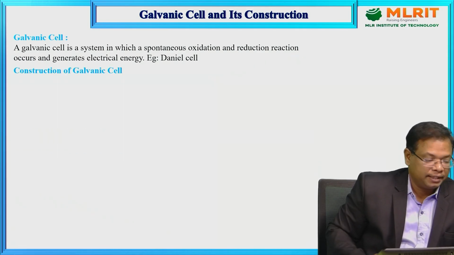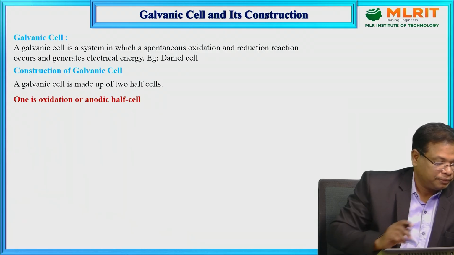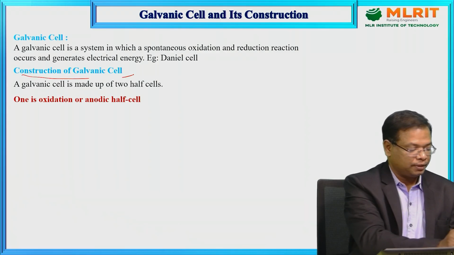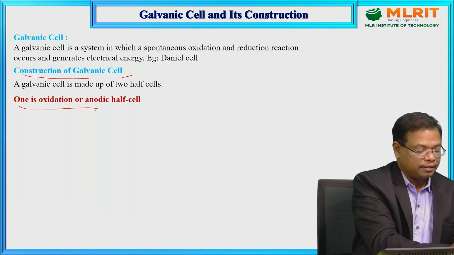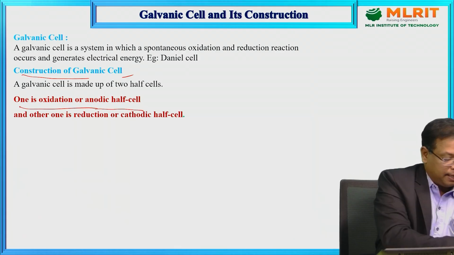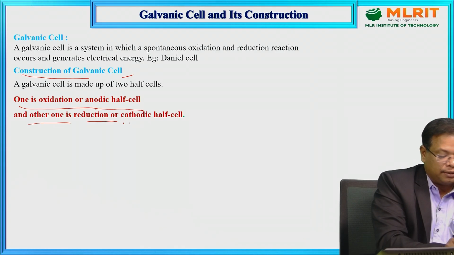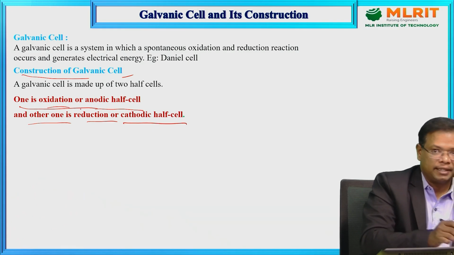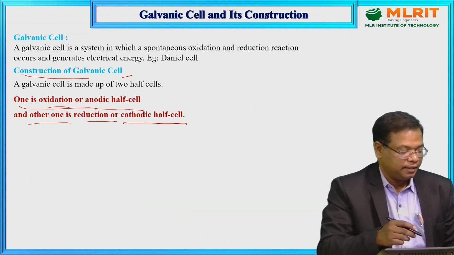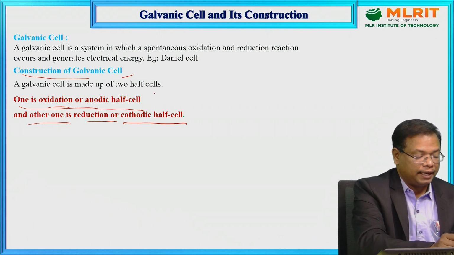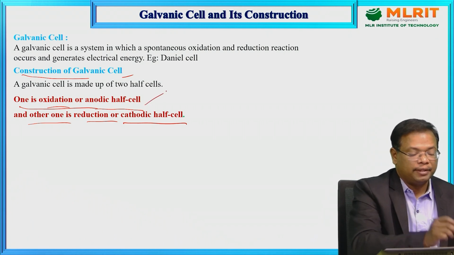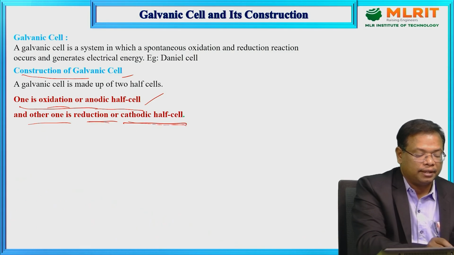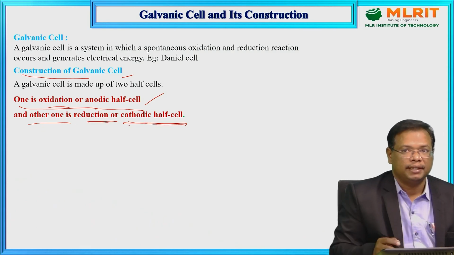So, construction of the galvanic cell. Look at here. One is oxidation or anodic half cell and the other one is reduction or cathodic half cell. We can call it oxidation, where the oxidation is taking place, that will be at anode. So, it is an anodic half cell. The other one is reduction or cathodic half cell, where the reduction will take place.